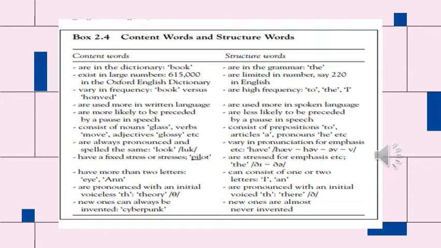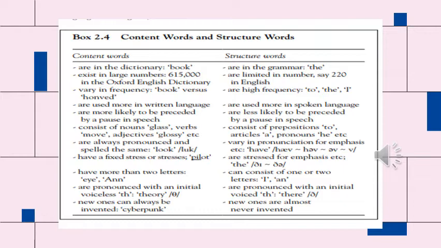Content words vary in frequency, book versus on, while structure words are high frequency. Content words are more used in written language, while structure words are often used in spoken language. Content words are more likely to be preceded by a pause in speech, while structure words are less likely to be preceded by a pause. Content words such as pilot have fixed stress, while structure words are stressed for emphasis, etc.